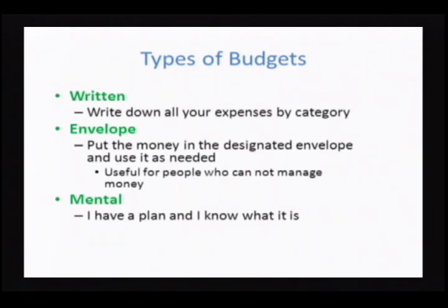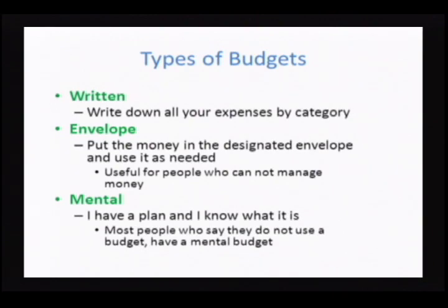The mental budget: I have a plan and I know what it is. I'm not writing it down because then I might be held accountable. I don't need the envelope system because I can manage my money. I got it. I know what it is. This is what most people who say they do not use a budget actually have. They say they don't use a budget, but they have a mental budget. They know when they've spent too much on groceries or when they've spent too much on entertainment, and they manage it and cut back. It does hold you less accountable, but it also gives you the flexibility.